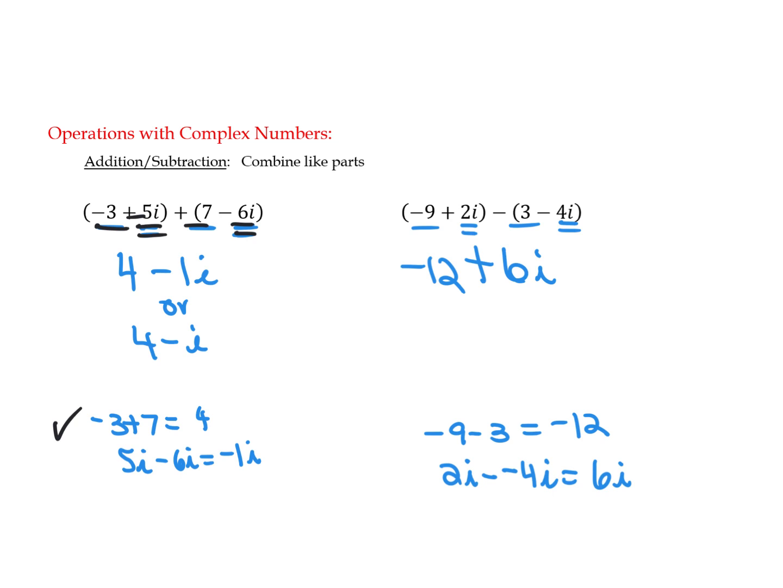On the second example, we are subtracting, so you have to make sure that when you combine them that you are subtracting. We underline our like terms. -9 minus 3 is -12, so the real part is -12. We have 2i minus -4i, and we know anytime we have minus a negative that is the same as plus a positive, so 2 plus 4 would give me 6i.